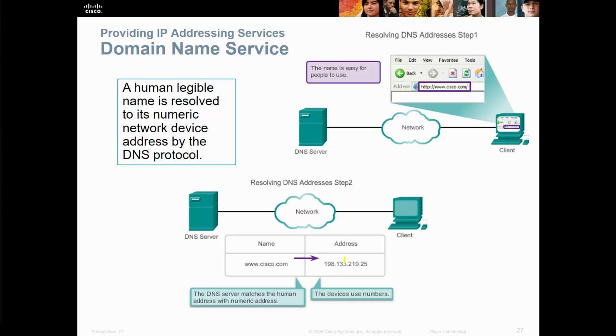Type cisco.com in a client. Before it even gets to the internet, it has to query a DNS server. DNS will go, hey, cisco.com is really this IP address. Once your computer knows the IP address, it can then be routed accordingly.